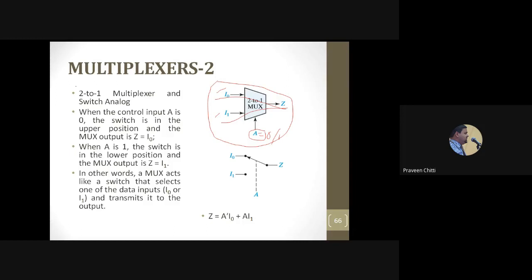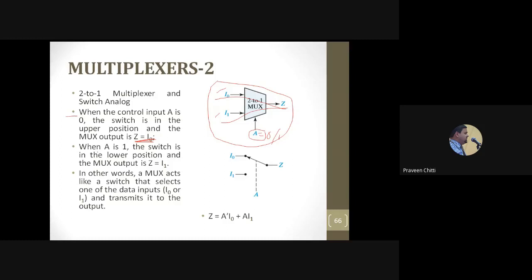In brief, the explanation I have given here, you can read here. When the control input A is 0, the switch is in the upper position, and the MUX output Z will be equal to I0. When will you get Z equal to I0? When A is equal to 0. Similarly, when A is 1, you get Z equal to I1. So we can say that a MUX acts like a switch that selects one of the data inputs, that is I0 or I1, and transmits it to the output depending on the control signal A.